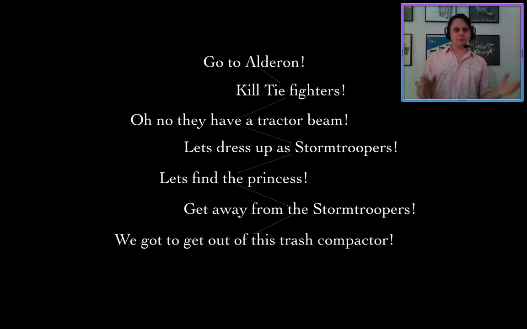Oh, there's a princess here. We have to go find the princess. Let's save her. Oh no, there are stormtroopers coming. We've got to get away from them. Oh, let's go into this trash compactor. Oh no, the trash compactor is compacting us into little pieces. We need to stop it, right? So we have these switches where the story is shifting. And if you look at something like a football game, you would have the same thing.